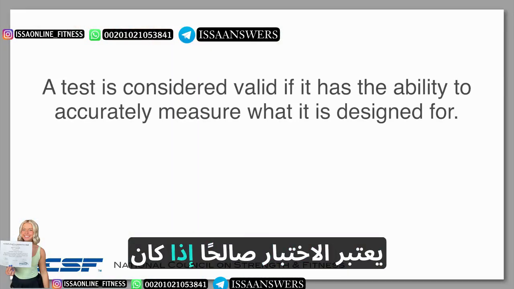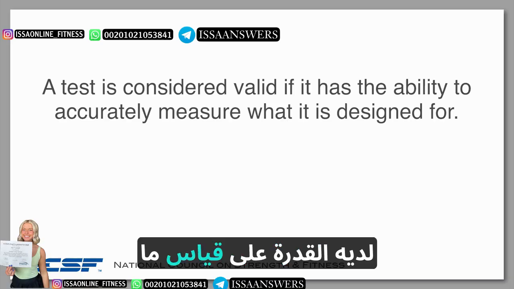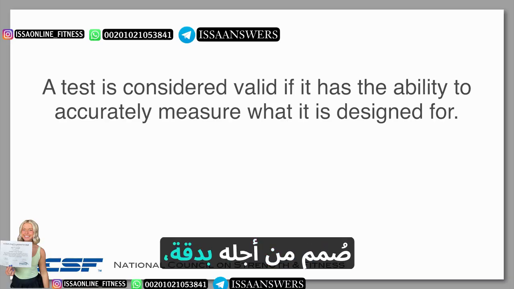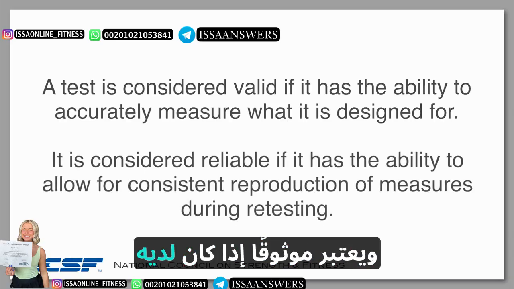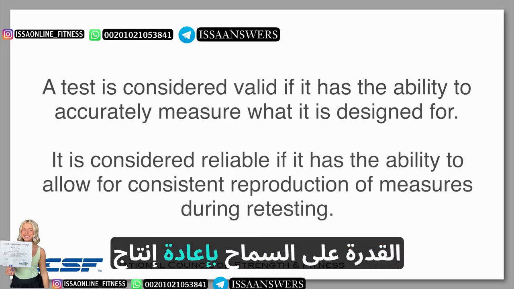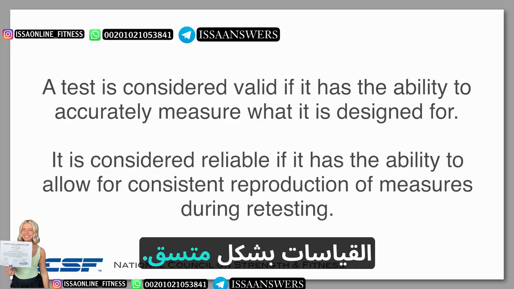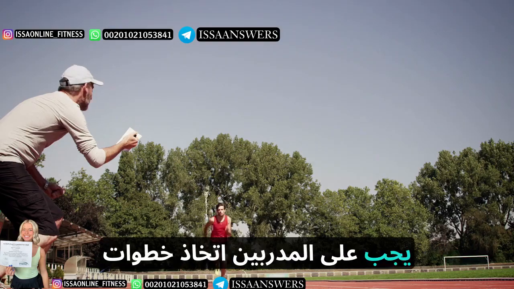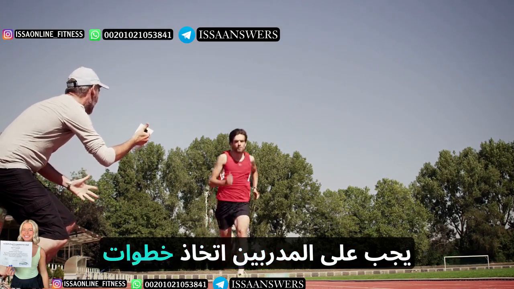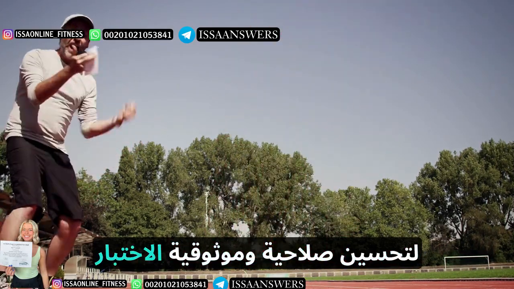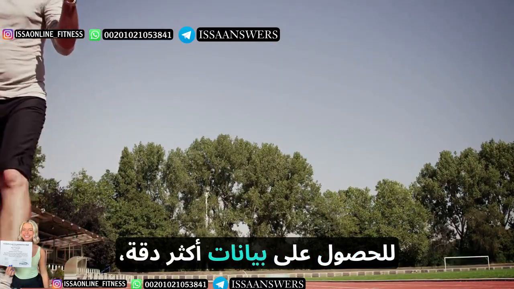A test is considered valid if it has the ability to accurately measure what it is designed for, and it is considered reliable if it has the ability to allow for consistent reproduction of measures during retesting. Trainers should take steps to optimize testing validity and reliability to get more accurate data.